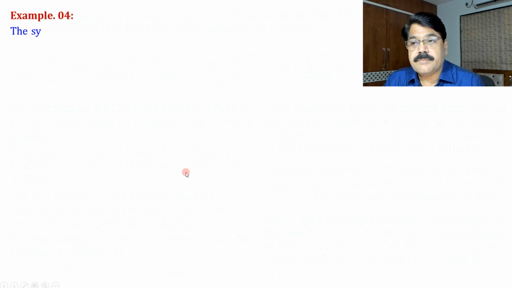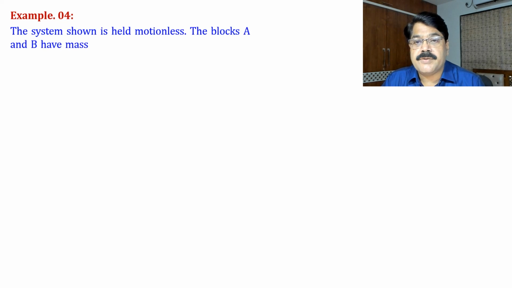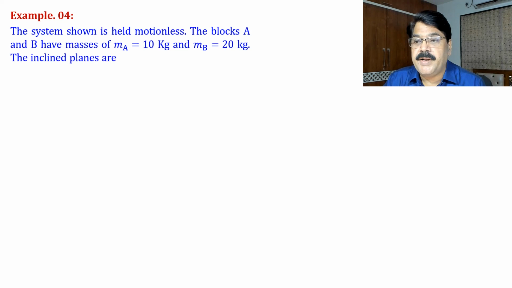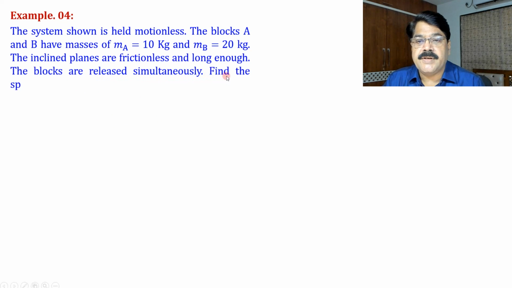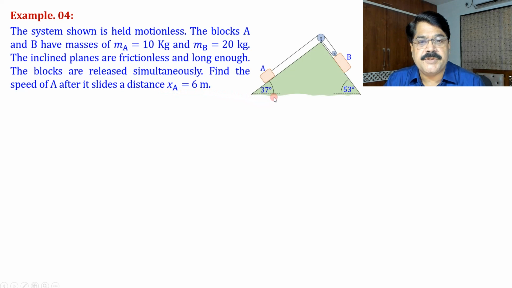Example 4. The system shown is held motionless. The blocks A and B have masses MA equal to 10 kg and MB equal to 20 kg. The inclined planes are frictionless and long enough. The blocks are released simultaneously. Find the speed of A after it slides a distance xA equal to 6 meters. So that setup is given. These inclined planes are frictionless, with inclinations of 37 degrees and 53 degrees, and the mass of A is 10 kg and the mass of B is 20 kg.